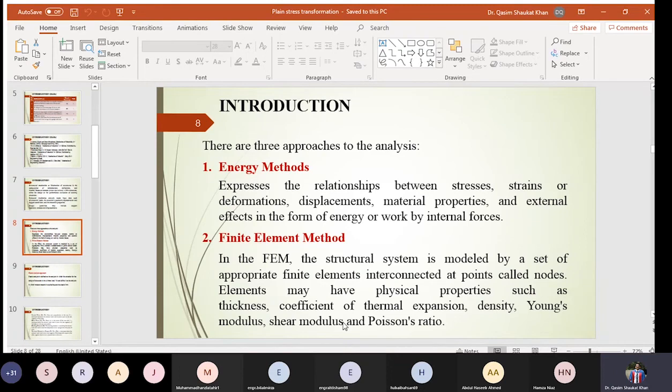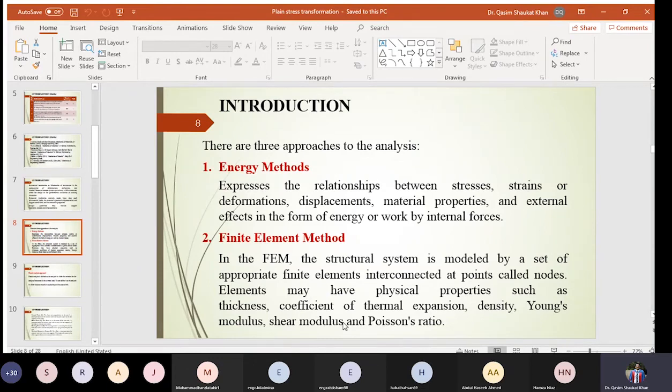The first approach, and which is the most common approach, is energy methods. You have studied Castigliano's methods, you have studied moment area methods, so they are all energy methods. Energy methods express the relationships between stresses, strains, or deformations, displacements, in terms of material properties.